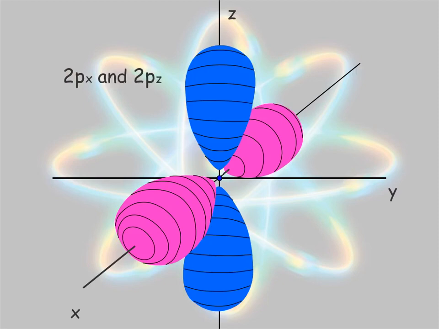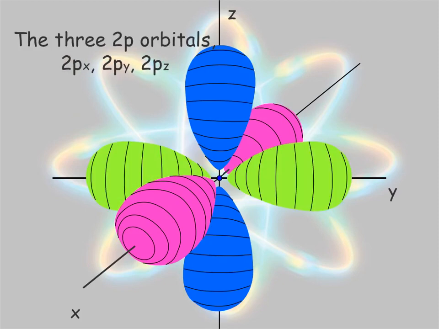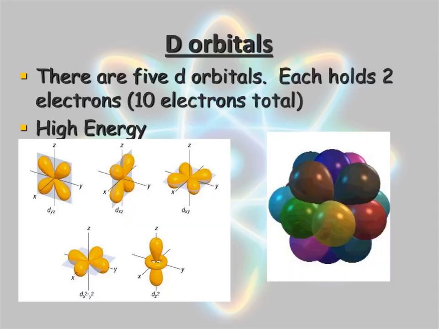Okay, so here's just another little image of them all going together. So there's your X, Y, and Z p orbitals.